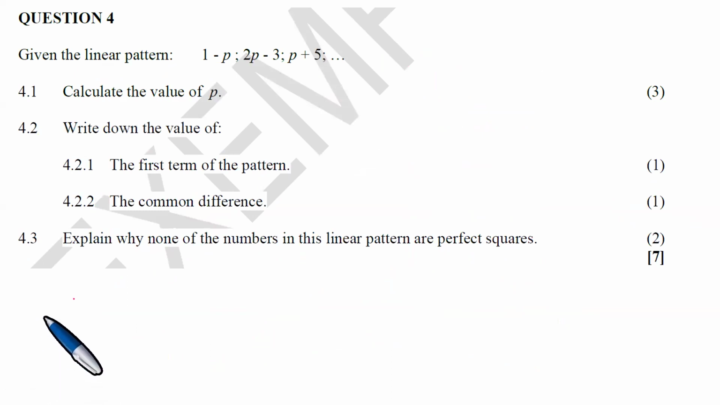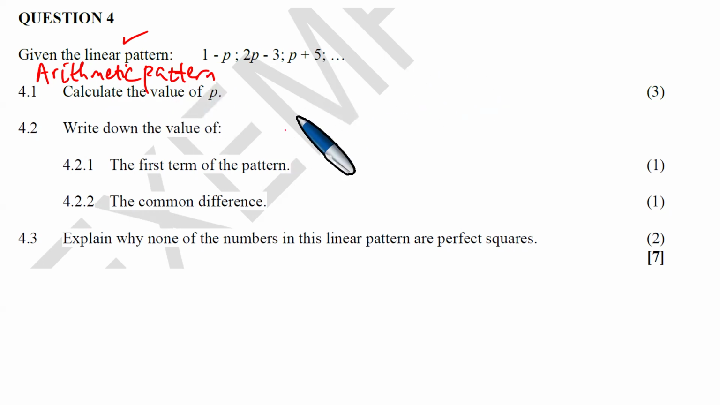Right, if you look at the next thing, question 4: given the linear pattern, which is 1 minus p, 2p minus 3, p plus 5, calculate the value of p. Obviously, this one is a linear pattern, and a linear pattern is an arithmetic pattern.